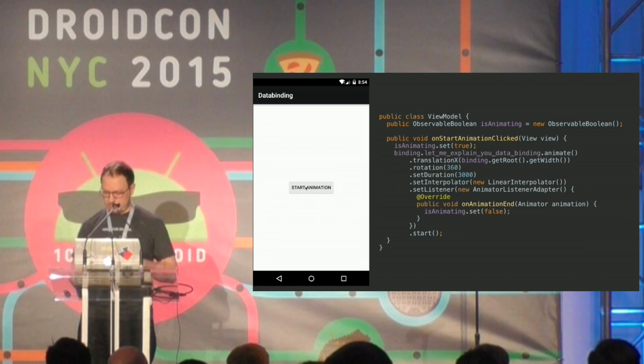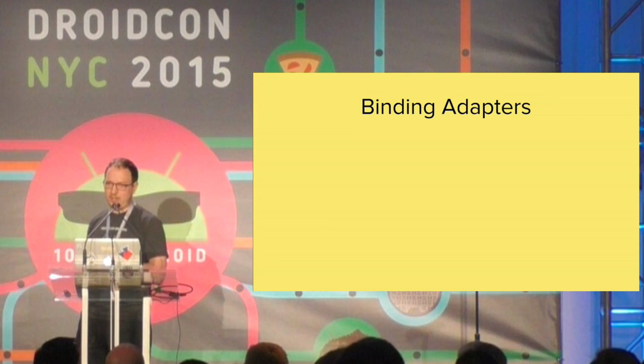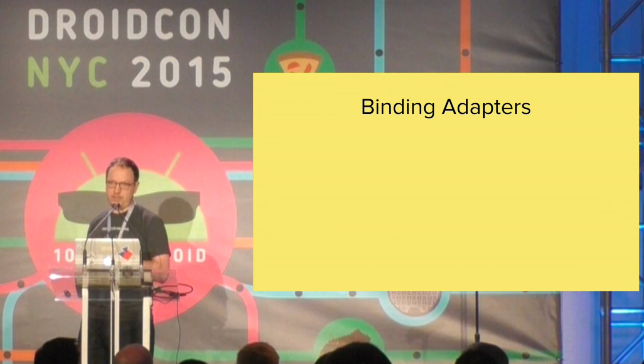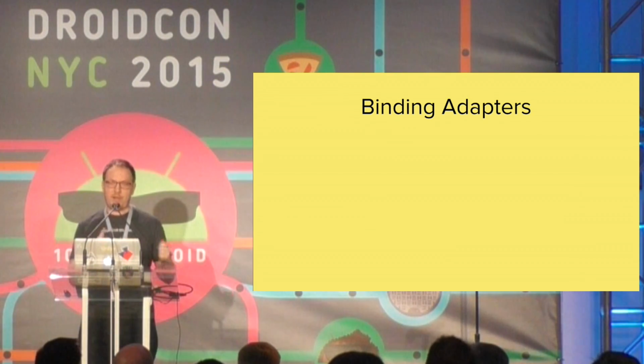So pretty great. So as we've seen, the vast majority of data, like text, click listeners, check change listeners, enabled state, those can be set using the automatic setters that just look for a matching property on the view.